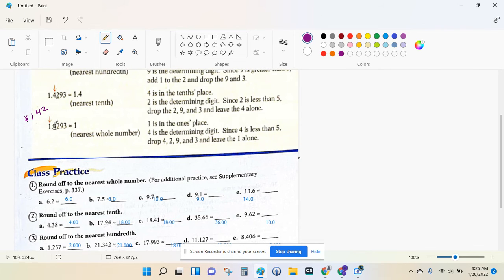So what you do, you look at the number before it, which you did look at some of these, but here, look at the number before, you got a 4. 4 is not more than 5. It's less than 5, so this number cannot go up. So it would just become 1.